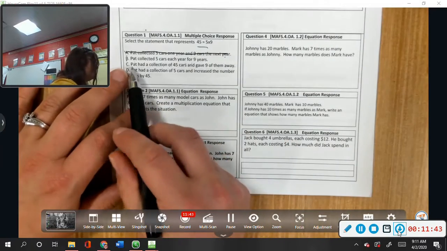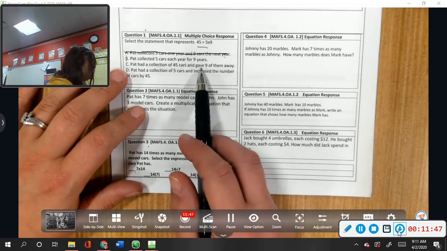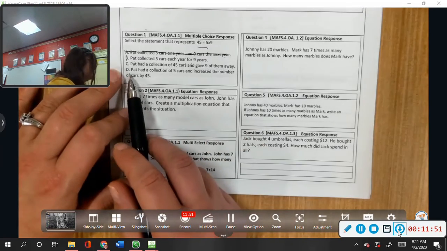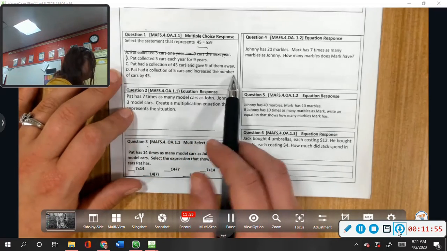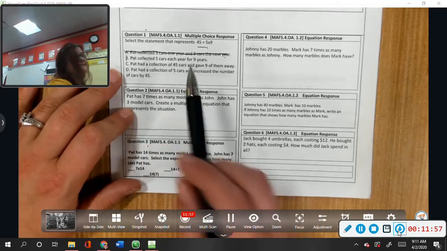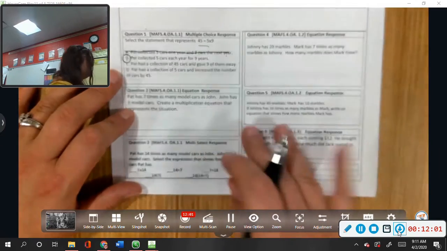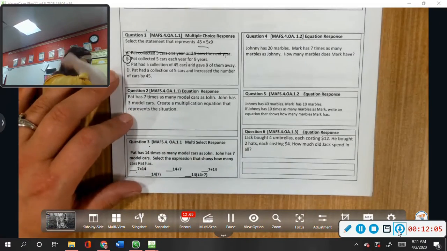We'll leave that one alone just to make sure. Pat had a collection of 45 cars and gave 9 of them away. That's a subtraction sentence. And D, Pat has a collection of 5 cars and increased the number of cars by 45. No, increased is an addition. So B is our answer.